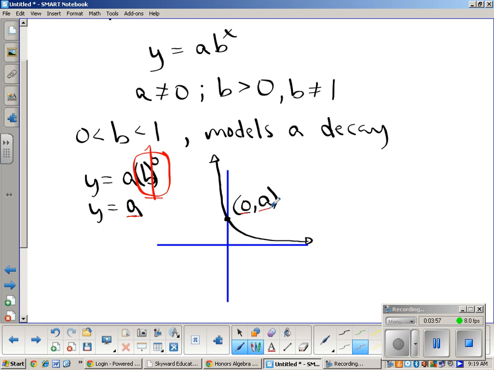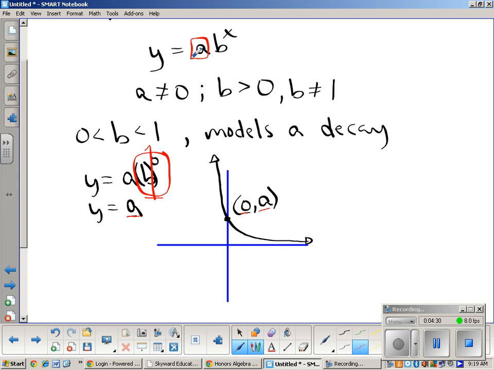So my y-intercept is always whatever a is. That's correct. Okay? So the y-intercept is always the value of a. It doesn't matter if it's a growth or a decay. This is a decay because as my x gets bigger, my y value is decreasing. It's decaying.